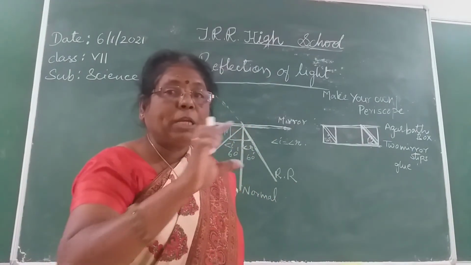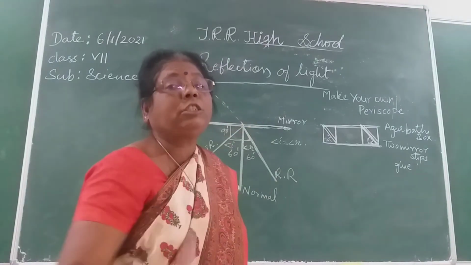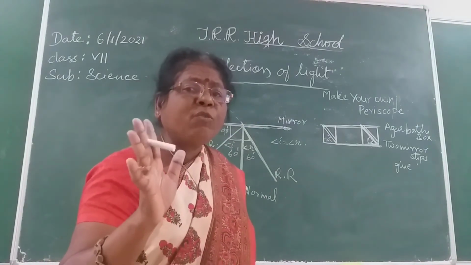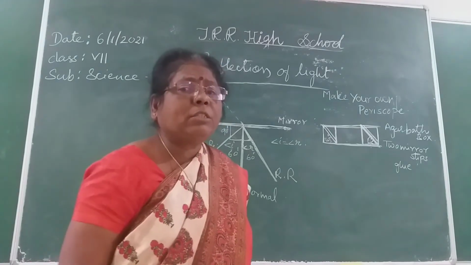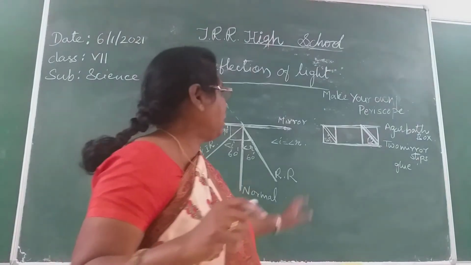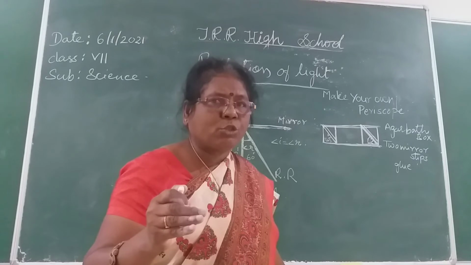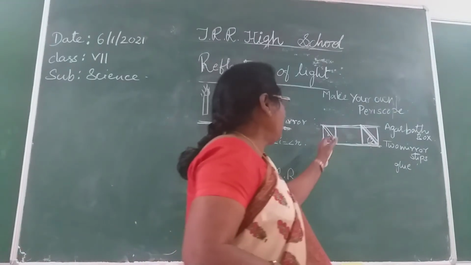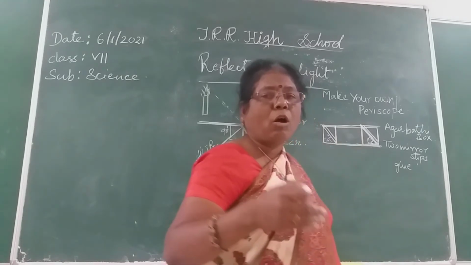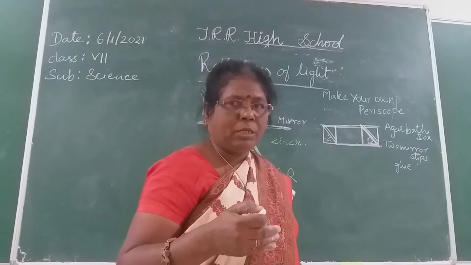And the mirrors should be parallel, and the reflecting surfaces should face each other. This is very important. Then only the reflection takes place, then only you can see the image. This arrangement is very important. The arrangement of mirrors is very important in the periscope. Always keep the reflecting surfaces facing each other, and take a 45-degree angle and fix up the mirror.